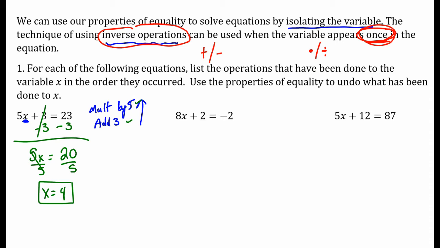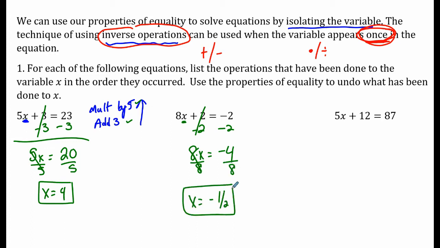Hopefully you found this successful. Here's x. I'm multiplying by 8, then adding 2. So let's subtract that 2 over, and I get 8x equals negative 4. And then I don't care about 8 times x. I need to think of how do I undo multiplication. I divide. And I get x equals negative 1/2. That is my solution.